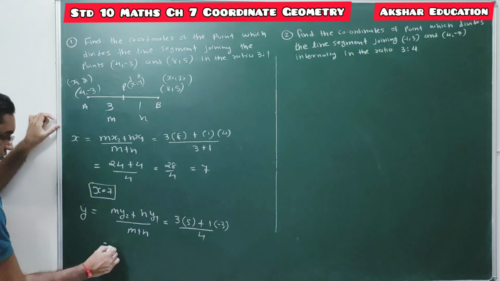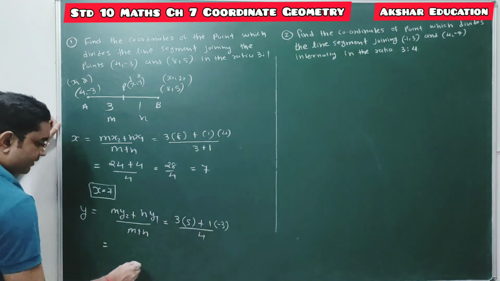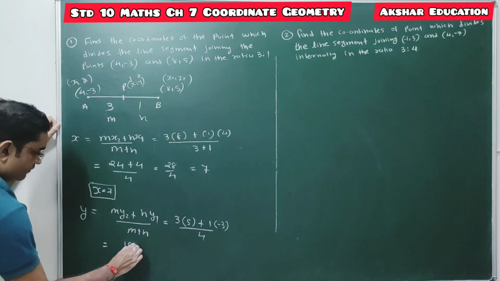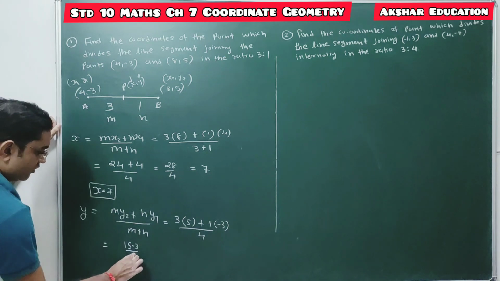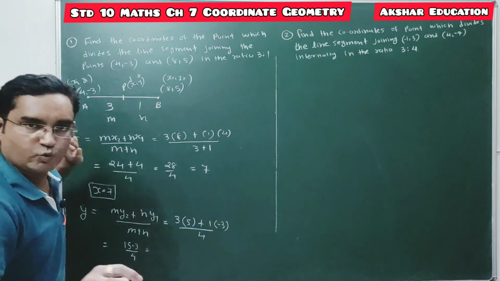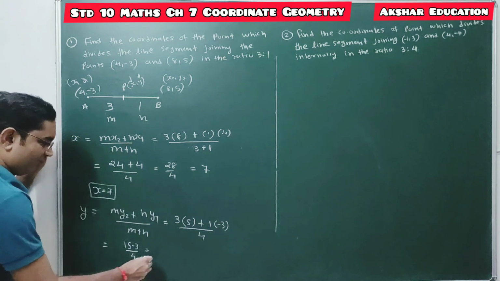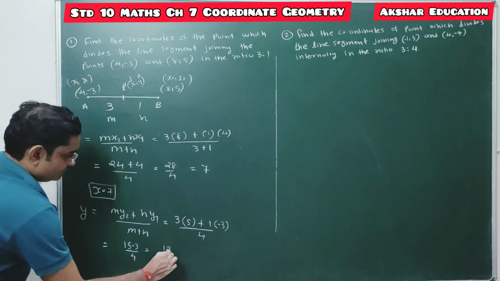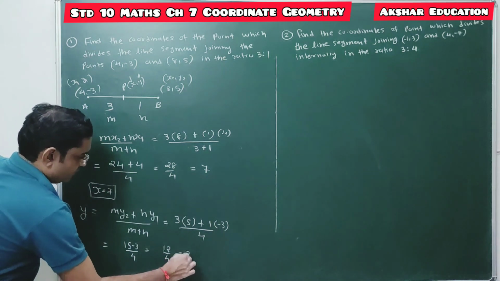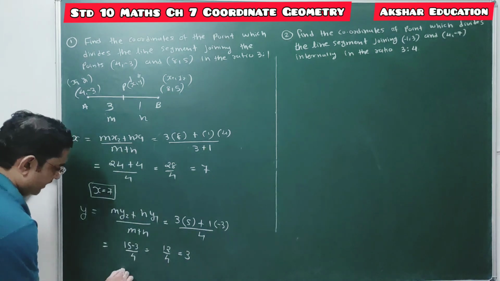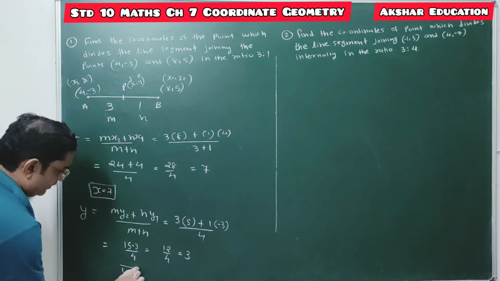So this is equal to 3 5s are 15 minus 3. 15 minus 3 is 12, and 12 by 4 is equal to 3. So our y coordinate is 3.